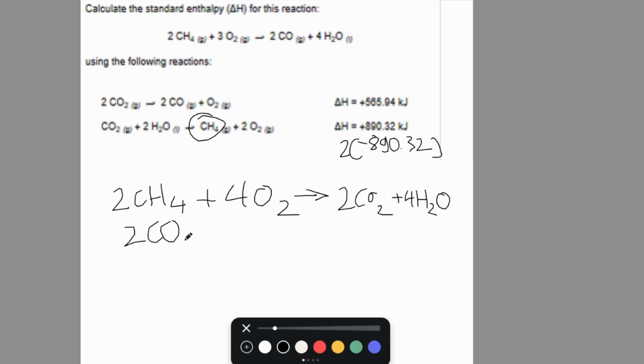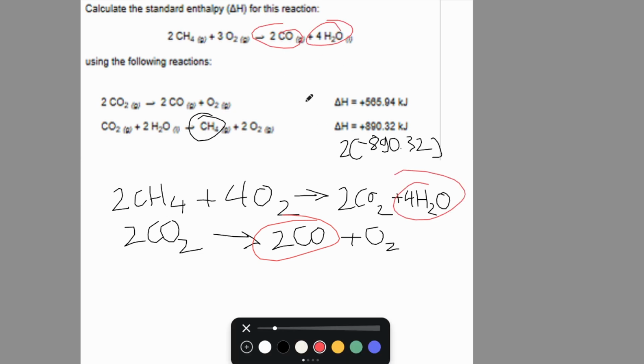So 2CO2 equals 2CO plus 2. So let's look at this together. We got CO, we got the 4 waters on this side, and we got the CH4. Let's just see what cancels out.